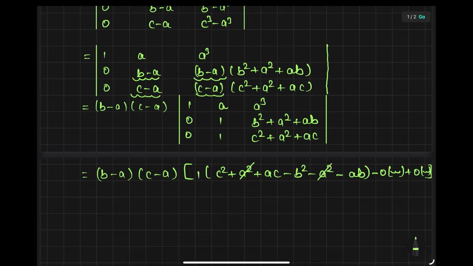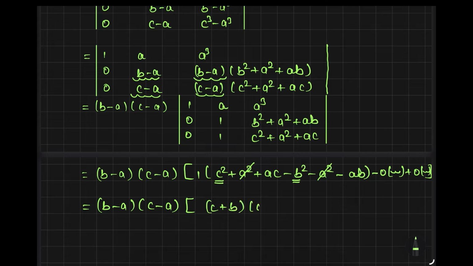If you observe, a square vanishes. So we have b minus a, c minus a, and we have c square minus b square. So can I go with the a square minus b square formula? So c plus b, c minus b. And if you observe here, you can take a common. So if you take a common, we will be left with c minus b. Now if you observe, you can take c minus b common.